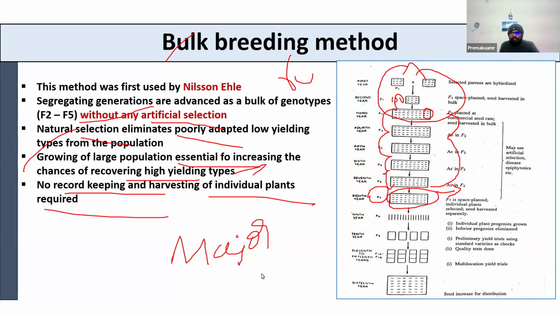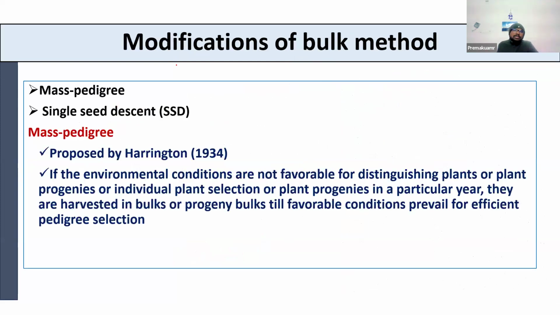This is about the bulk breeding method. Because of these disadvantages, nobody is adopting this method for varietal improvement. But modified forms are majorly used, like the single seed descent method and the mass pedigree method. There are several modifications to the bulk breeding method.